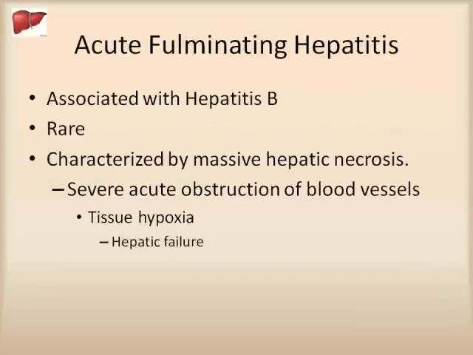Hepatitis B is also associated with acute fulminating hepatitis, a rare form of the disease that is characterized by massive hepatic necrosis. Severe acute obstruction of blood vessels then occurs, ending up with tissue hypoxia in the liver, tissue death, and hepatic failure.